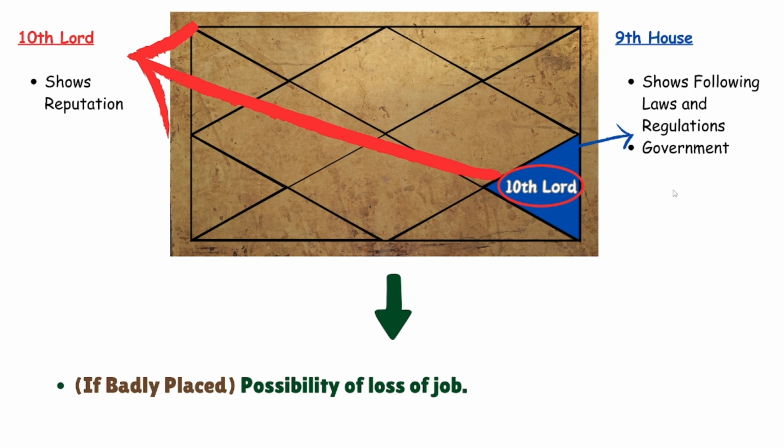The 10th Lord shows reputation, and the ninth house shows following the laws of the land, following the rules and regulations. It also shows government. So if it is badly placed, there is a possibility of loss of job, and due to that loss of reputation, maybe because of breaking some rules or laws, or due to intervention or disapproval from an authority figure or from the government. But because it is also a beneficial position, maybe after you lose your job, you might immediately get another one too.